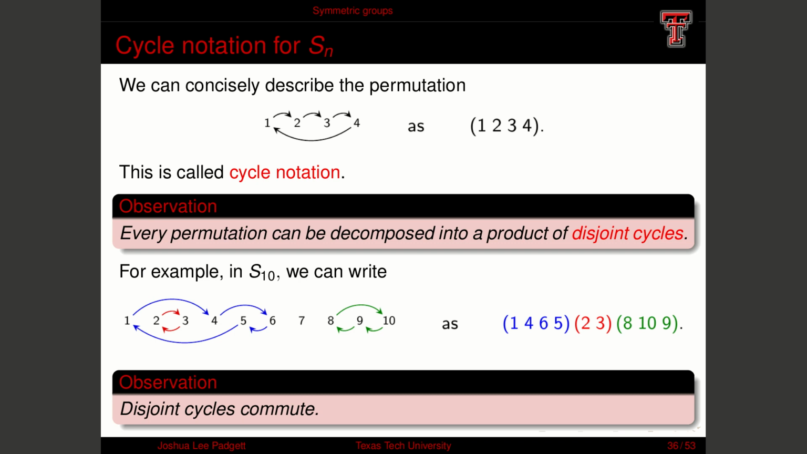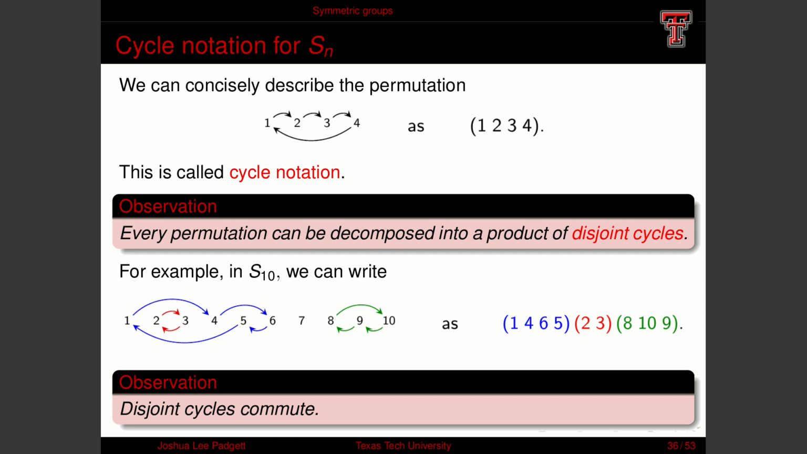All right? Now, an observation is that every permutation can be decomposed into a product of disjoint cycles. So what do I mean? Let's consider the following permutation. Here is a permutation on 10 objects. I have that 1 goes to 4, 4 goes to 6, 6 goes to 5, 5 goes to 1. I have 2 and 3 flip-flop, and I have that 8 goes to 10, 10 goes to 9, and 9 goes to 8. I can represent these as disjoint cycles, as these three things.